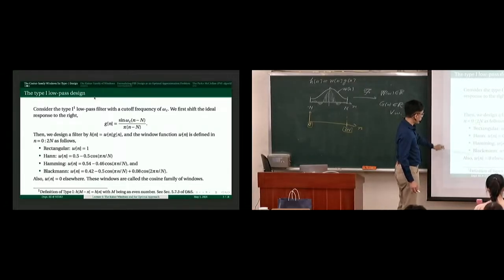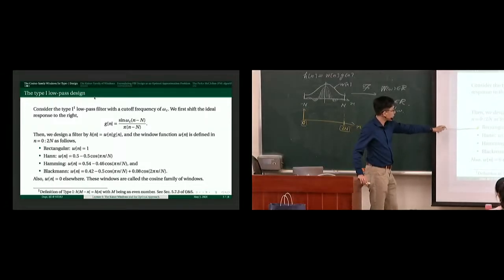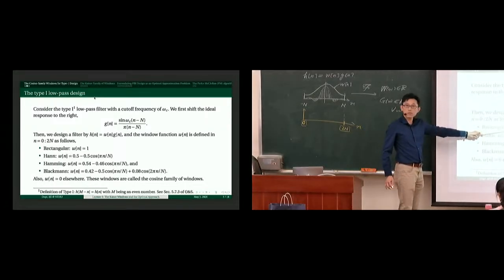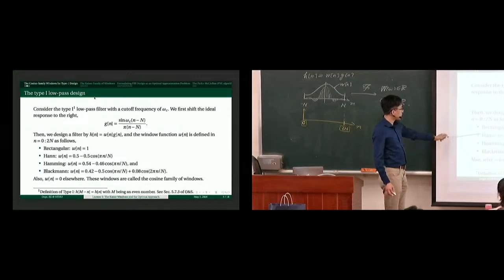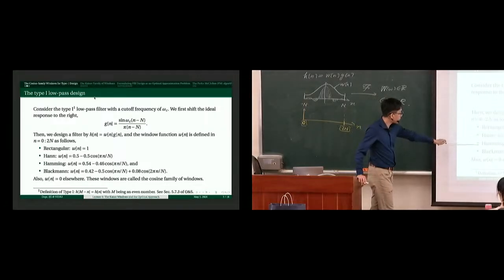And I want to point this out before we take a break. Look, rectangular window, of course, w is all 1 inside that range. But the Hann window, both the three of them, they actually have closed form expressions. This is something to be aware of. We have Hann window, Hamming window.